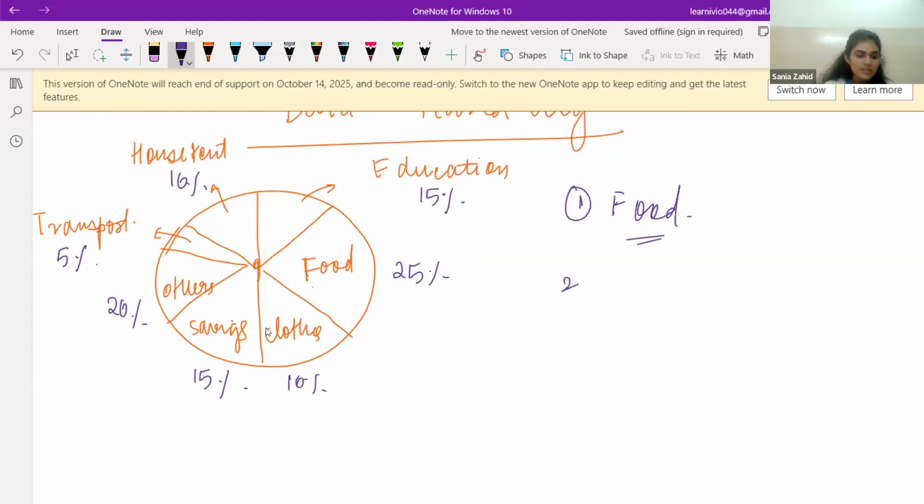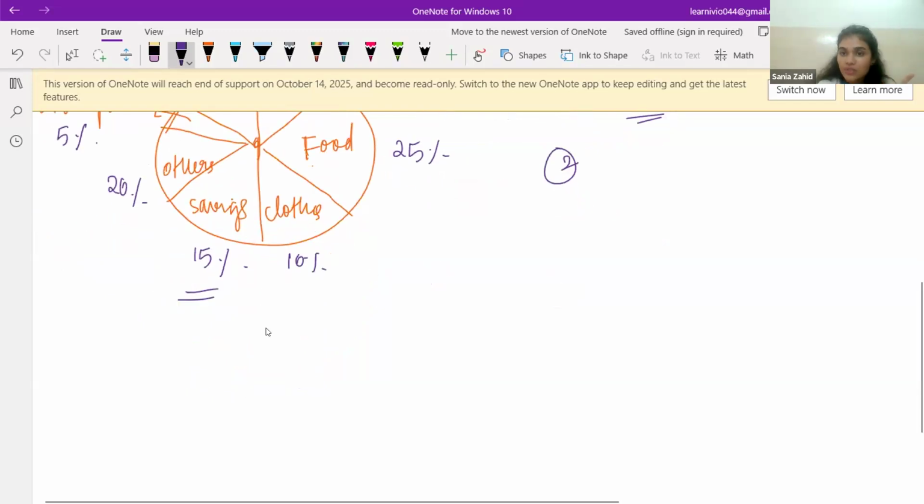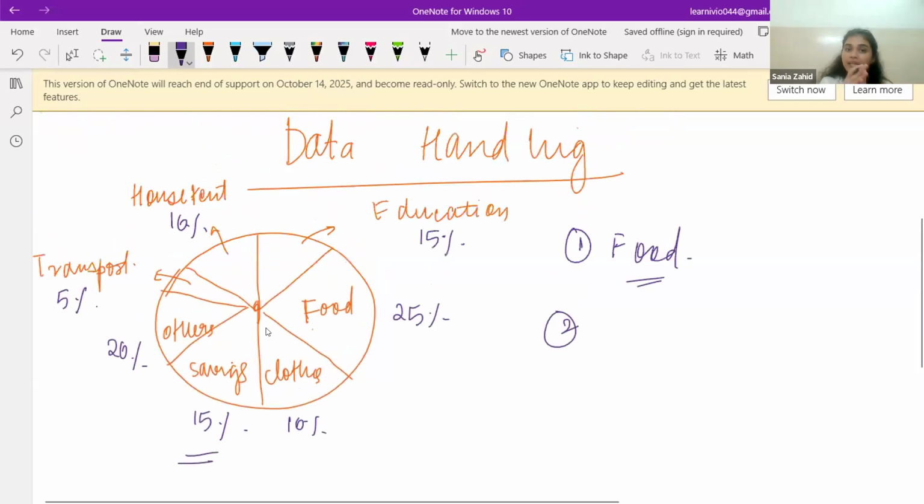Now the second one says expenditure on which item is equal to the total savings of the family. So which two items is equal to savings of the family? So children, what is the savings first of all? Savings is 15%. Can you tell me on adding which two things are you getting savings? Ma'am, house rent and transport.